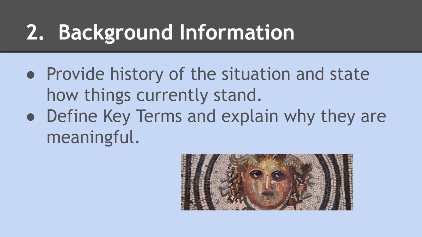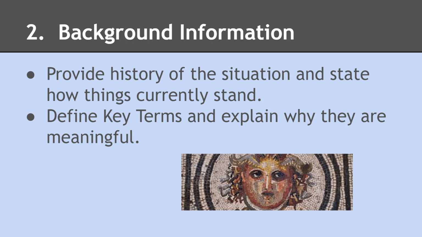The second section is background information. This provides a history of the situation and states how things currently stand. So if you're doing a paper on, say, gun rights, then you may want to start when we came over on the Mayflower for independence. It depends on what your topic is, where you want to start with a historical reference to your topic.